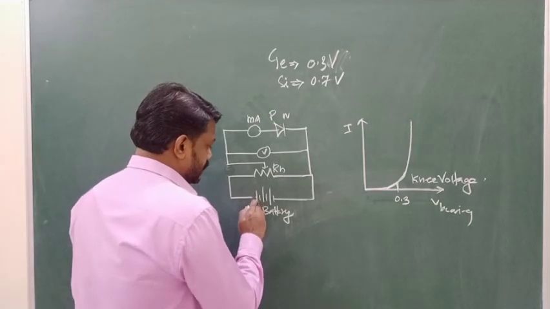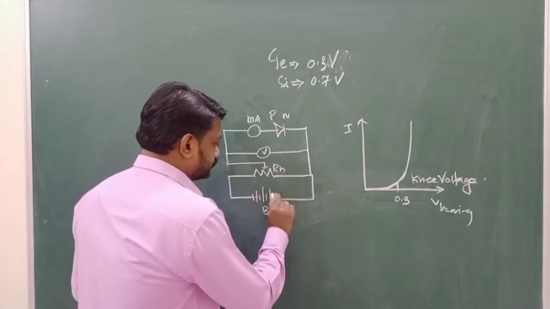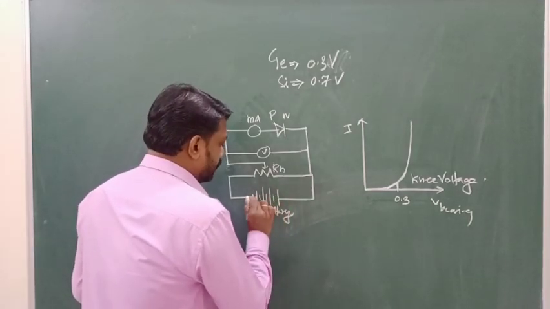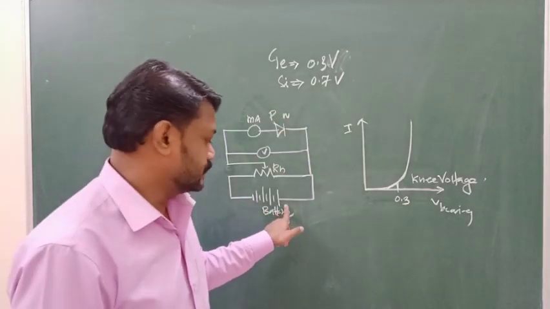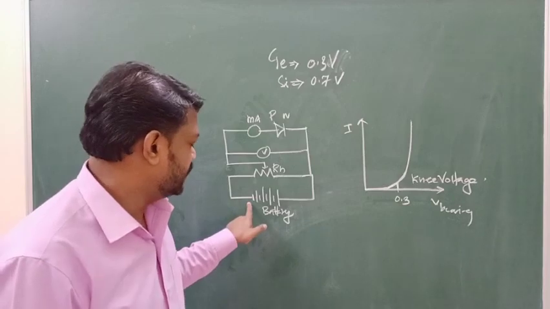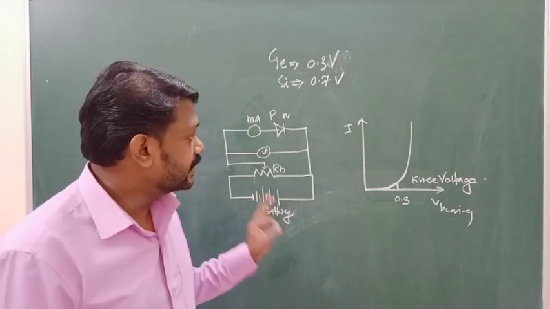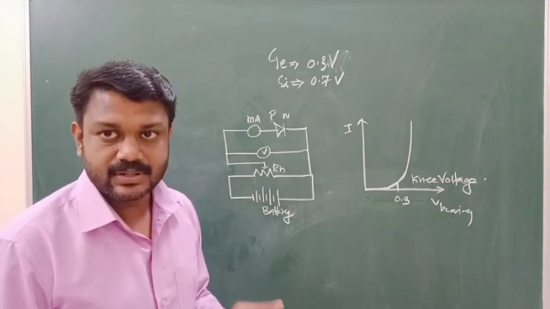The same circuit you can make use of for reverse biasing. How can you make reverse biasing? You can make it in the opposite sense. That means if you are connecting the N region to positive and the P region to negative, then you are getting a reverse biased junction.